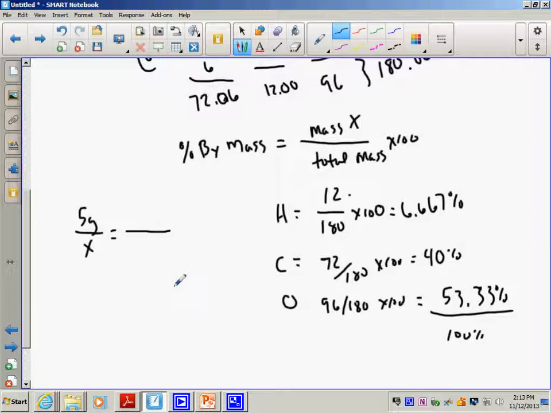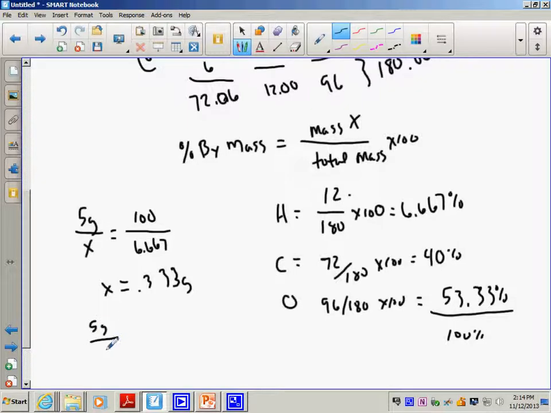You could say, okay, well, if I have 100 grams total, 6.66 grams would be due to hydrogen. But cross multiply and divide. This will give me my mass of my hydrogen in the 5 grams. So 5 times 6.667 divided by 100, and we get 0.333 grams.